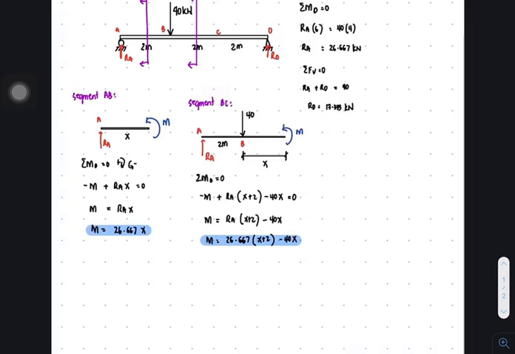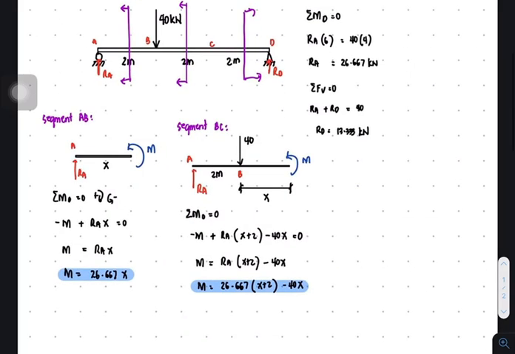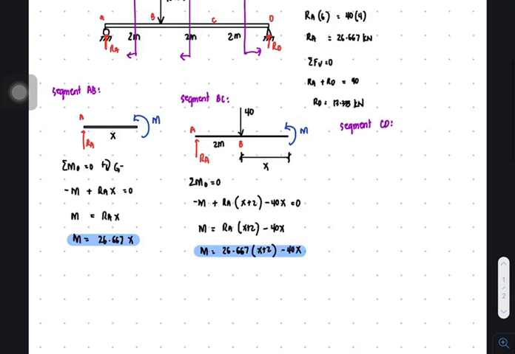Let us continue with the next segment, segment CD. And it's obvious that I will be considering the right side because it's a simpler figure. So this is segment CD. For segment CD, copy the beam, the previous beam.